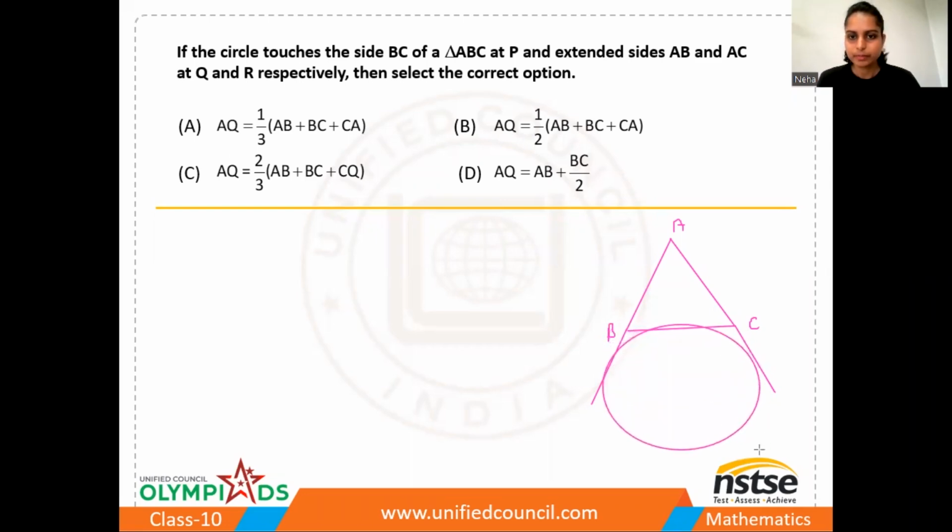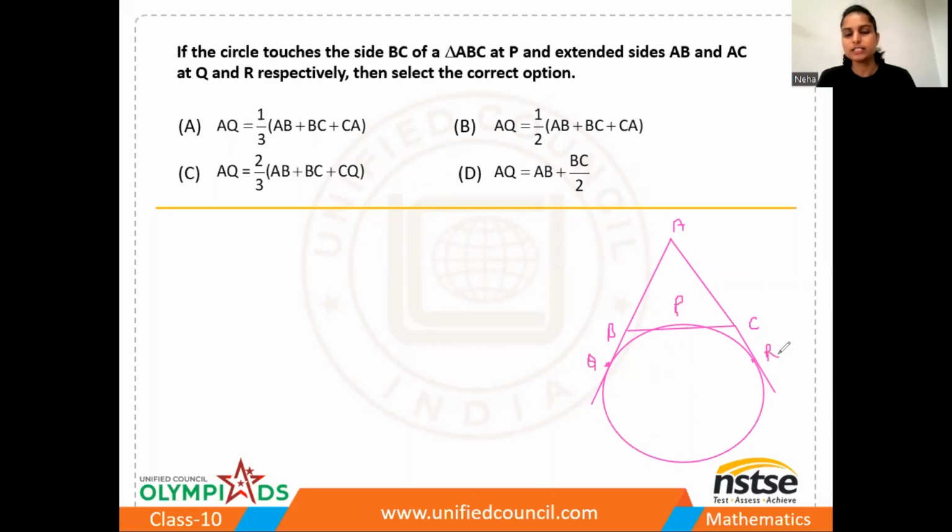Okay, perfect. This is quite fine. So basically, this circle touches the side BC. Let's suppose this circle touches the side BC at some point. Let me give the name of this point as P. Let's suppose this point is P, this point is Q, and this point is R.